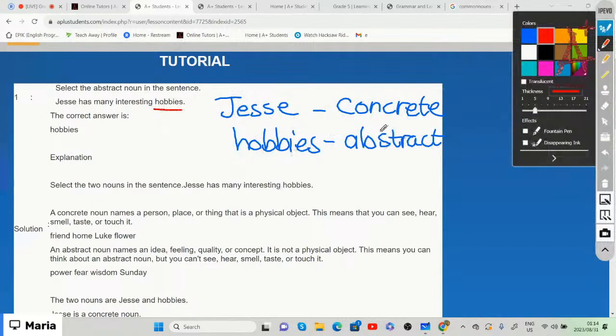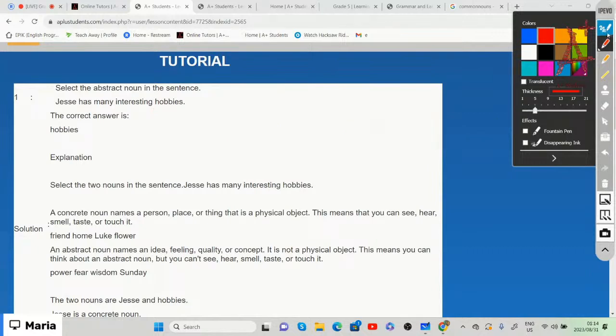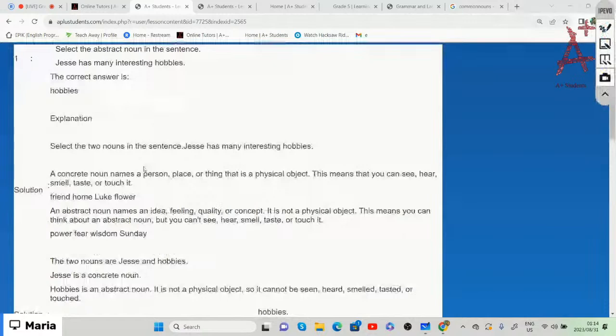Because hobbies is not something. Yes, hobbies are things that we do, right? It's things that you like, it's things that you are partaking in. But hobbies is not specifically saying it's a ball, for example. It's just that I play soccer or I'm interested in soccer or choir and so on. So those are the two nouns, and the abstract noun is hobbies. Hobbies is an abstract noun. It is not a physical object, so it cannot be seen, heard, smelled, tasted, or touched.